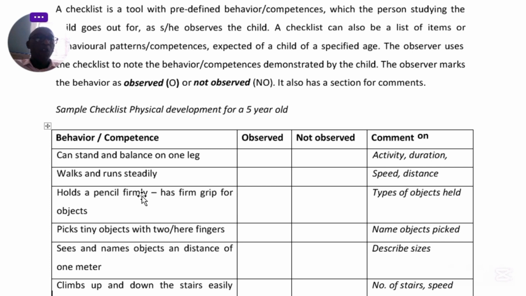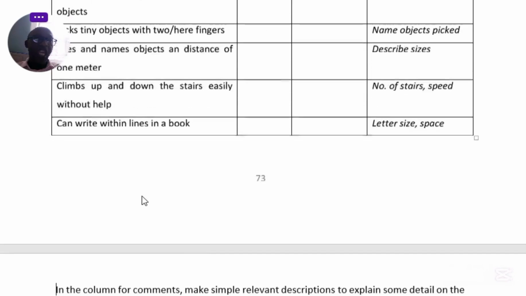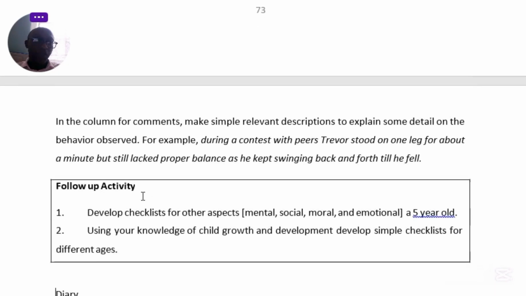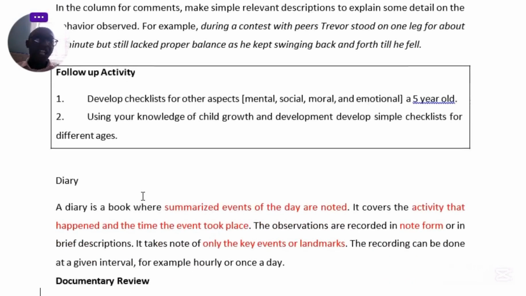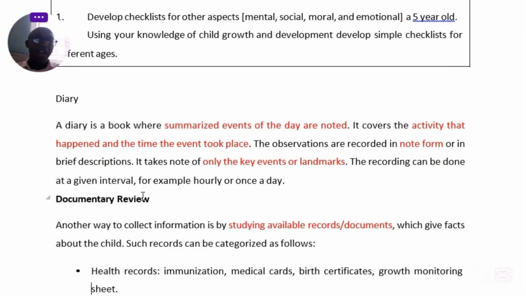For example, you're watching this child. Can he stand and balance on one leg? Yes or no? Then you can comment and say he can actually balance for a longer period. Can he walk and run steadily? Yes, he can actually run at a very fast speed compared to others. That is a checklist.